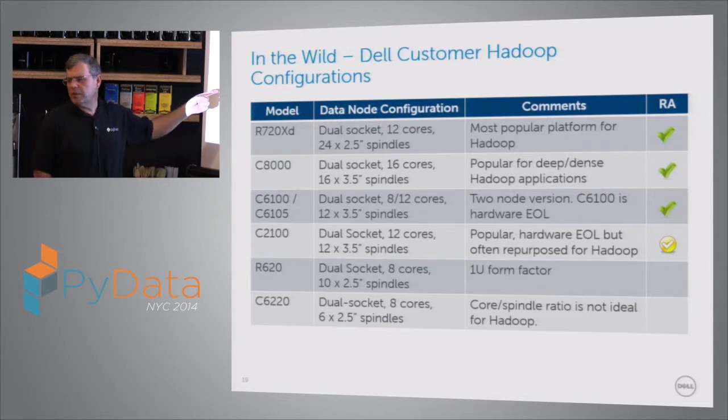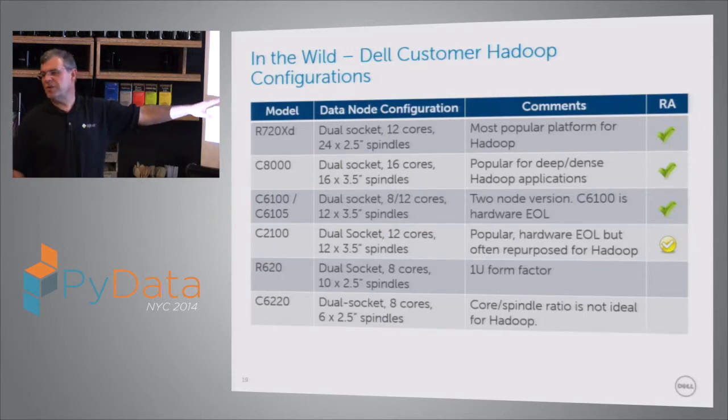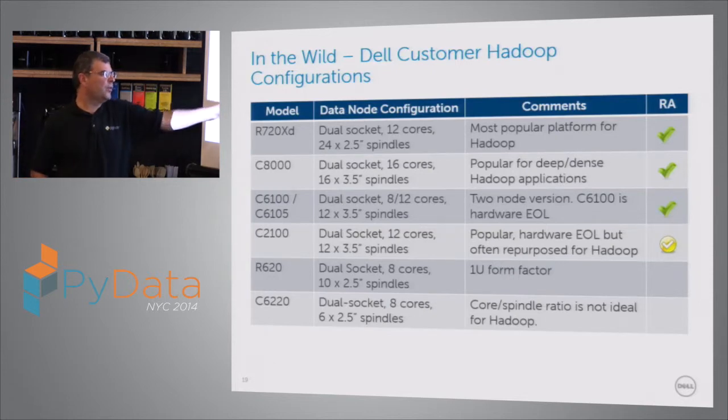There's another machine we had built for cloud computing. It gets used quite a bit for Hadoop, but it's actually a really badly balanced machine. We've had customers use this, but its core-to-spindle ratio just doesn't have enough spindles. You can put 16 cores and only handle 6 drives. Not a great setup for Hadoop.